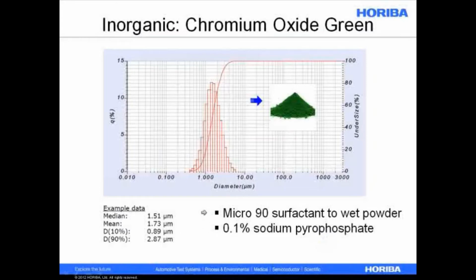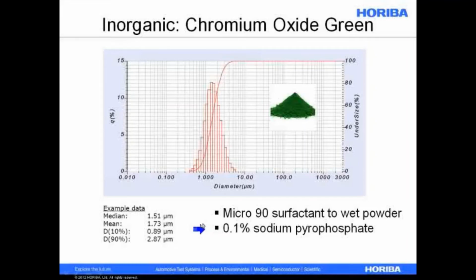And here I see that we noted we used a surfactant to wet the powder before we do the measurement. And then instead of dispersing it in DI water, we use sodium pyrophosphate. We have webinars on the website for method development where we'll talk about sampling and dispersion. We won't go into that today.